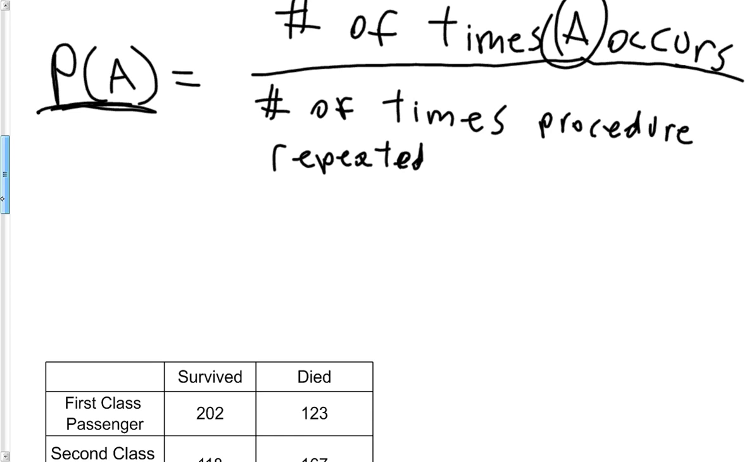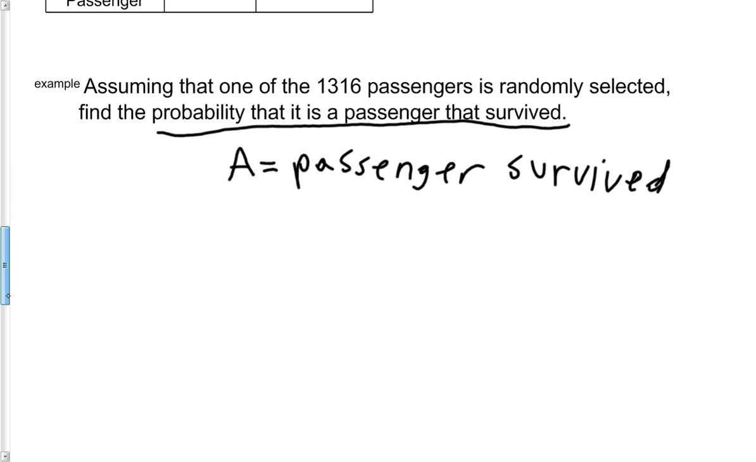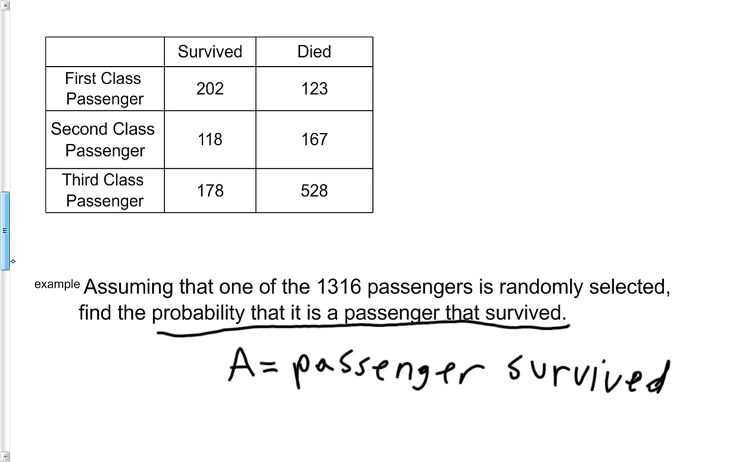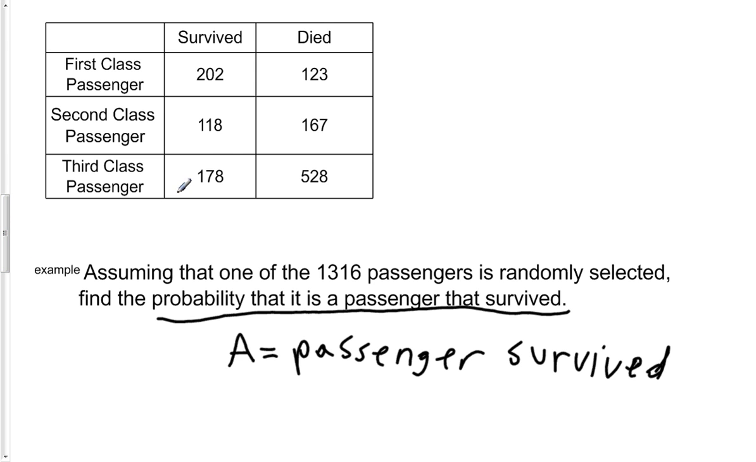The formula says the probability of A is the number of times A occurs. So we need to find the number of times A occurs. If I look at this chart, I see this entire column represents people that survived. So looking in that entire column, I'll find the survivors of the shipwreck. And if you do that sum, you get 498 passengers survived the shipwreck, because there were also crew members. This is just a representation of the passengers.